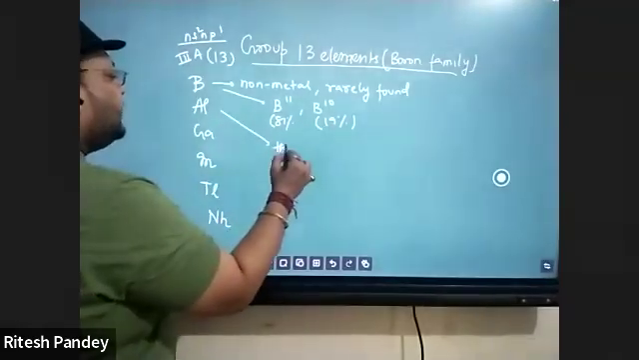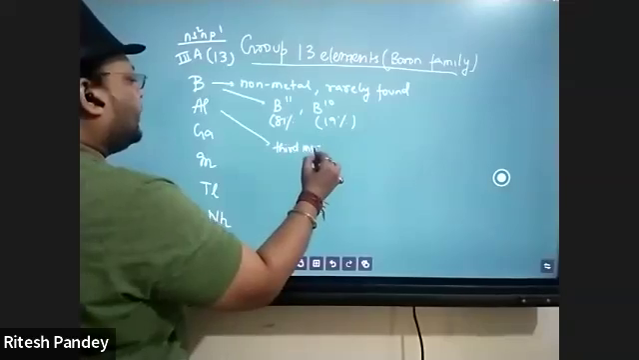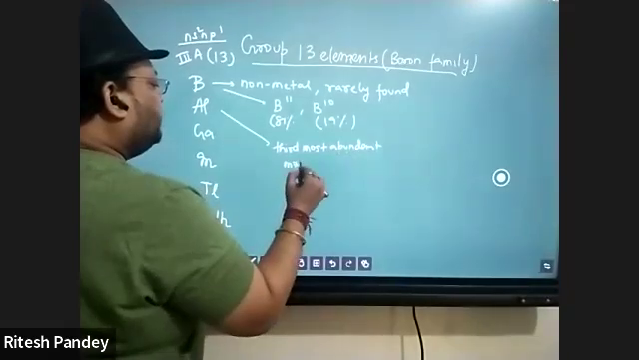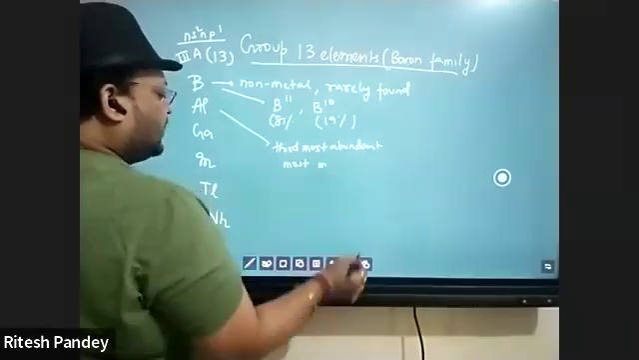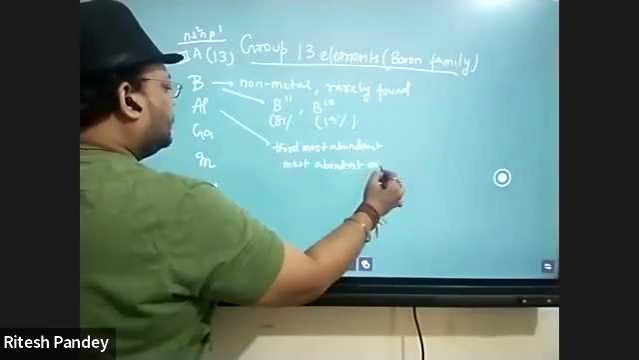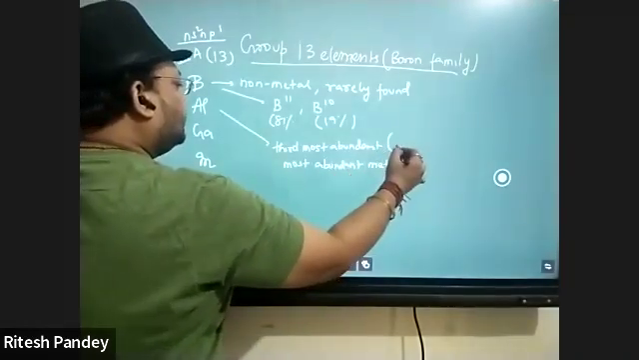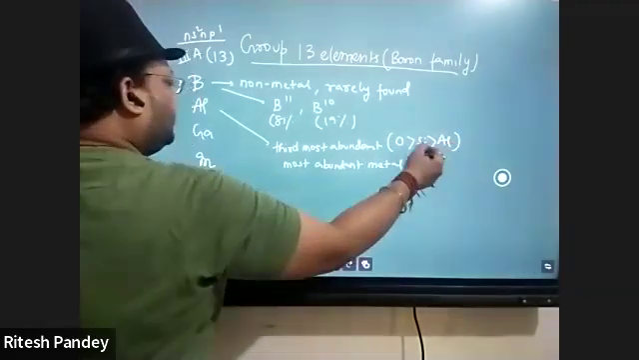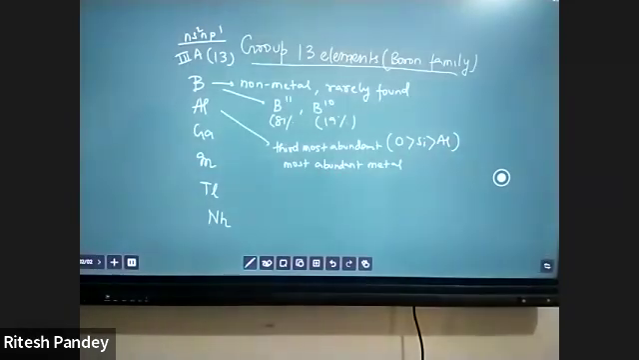Aluminium is the third most abundant element and the most abundant metal. So the order is oxygen, then silicon, then aluminium. This is the order of abundance of elements on the planet. I repeat one last time. I hope I am being heard. You all can hear me loud and clear.